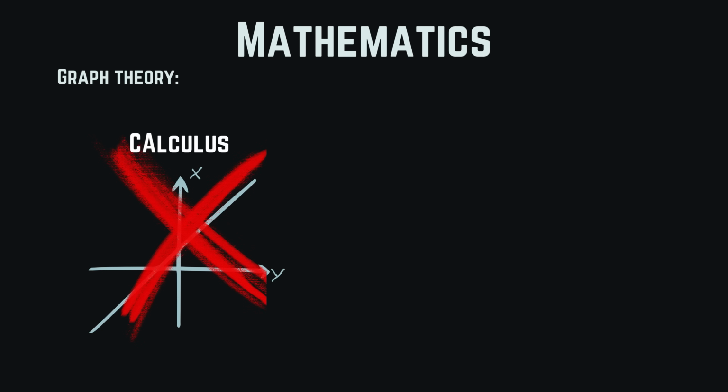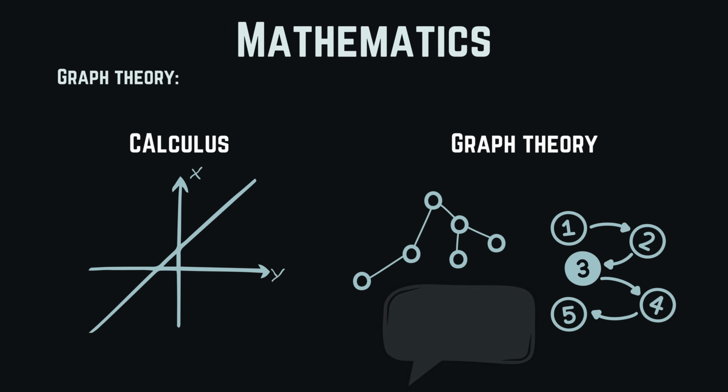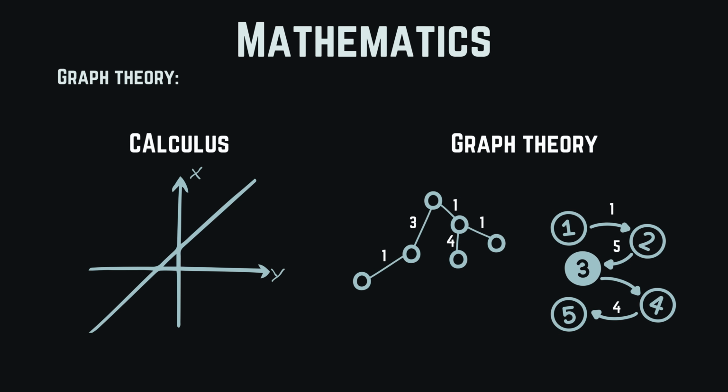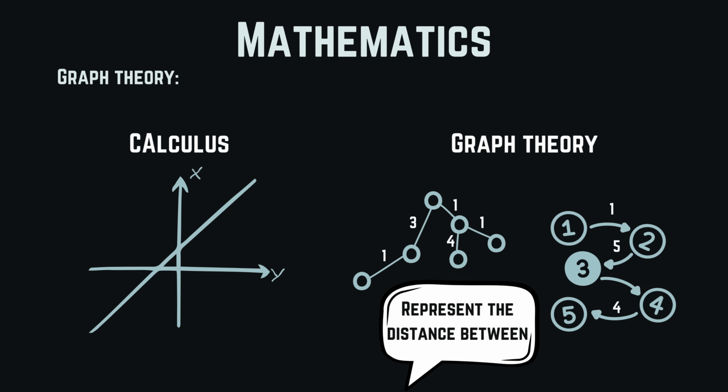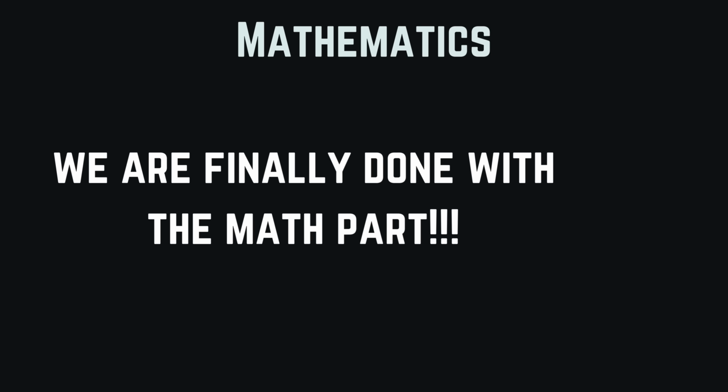The graphs you learn about in this course aren't dependent on the x-axis and y-axis. They are often made of lines or arrows connecting circles, where the lines indicate that the circles are connected to one another. Sometimes there are numbers on the arrows and lines, which can be interpreted as distance between the connected elements, but more on that later. Okay, we are finally done with the math part.